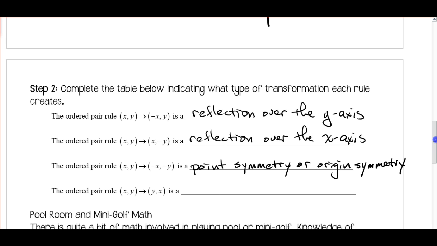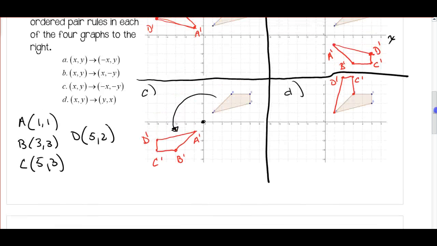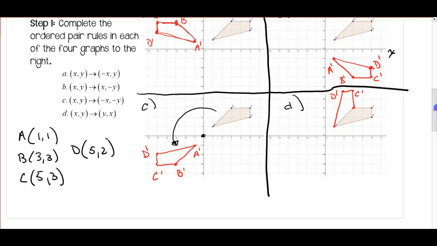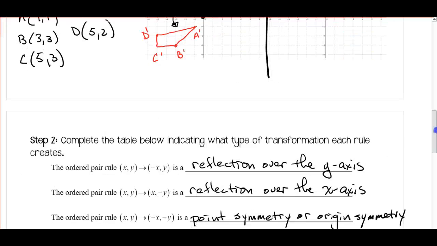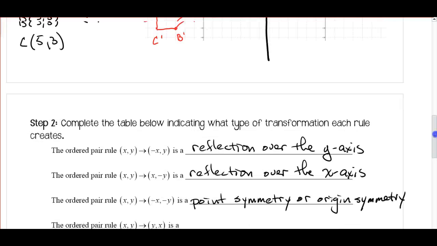For that one, that's 180 degree rotational symmetry, or twofold symmetry. So we've got lots of different names for that.